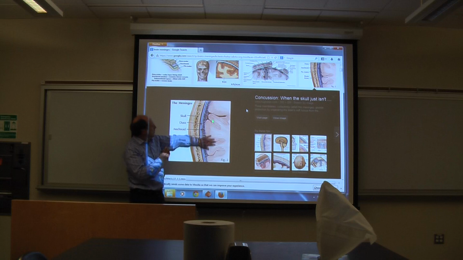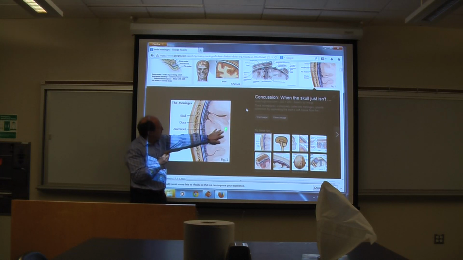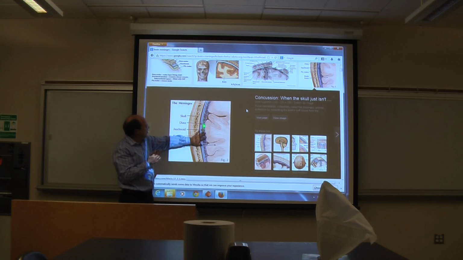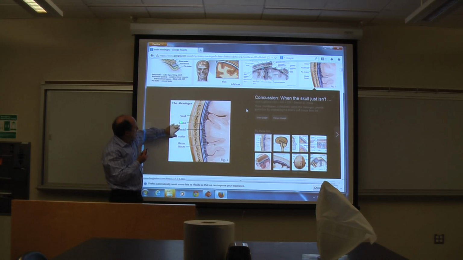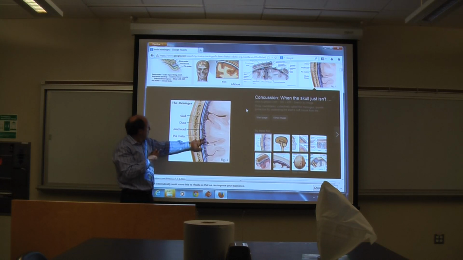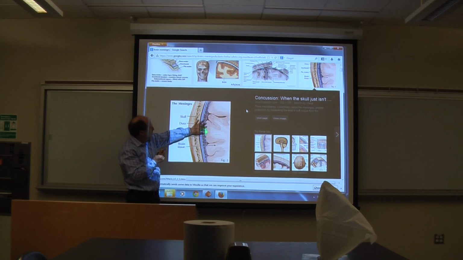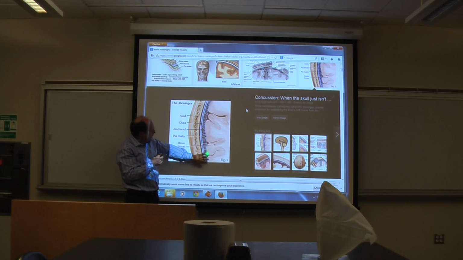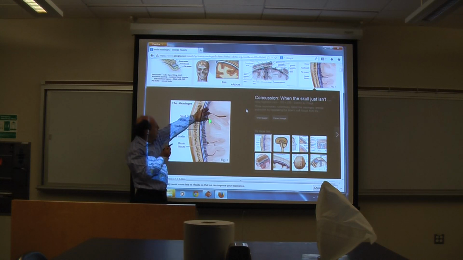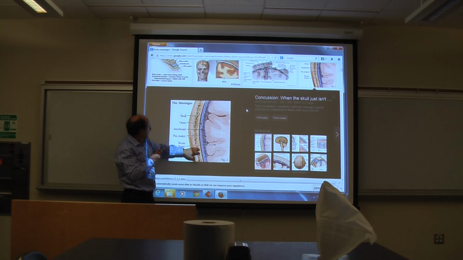So here's your brain, and there's white matter and gray matter, and there's a space between your brain and the skull, and that's going to have cerebral spinal fluid in it. There are membranes. There's a dura, arachnoid, and pia mater. So the pia mater is right next to your brain, so it's the softest membrane, as you would expect, because it's right on top of the brain tissue itself.